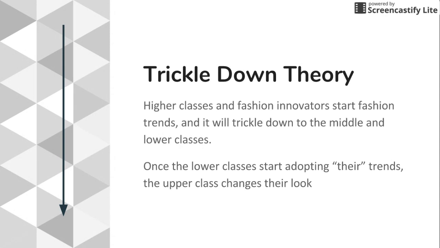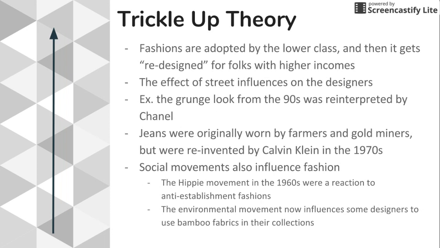Once the lower classes start adopting these trends, then upper classes change the look and it starts all over again. So if we're using the example of maxi dresses, once the common person starts wearing these, then maxi dresses will be on the way out and a new style will be on the runway.